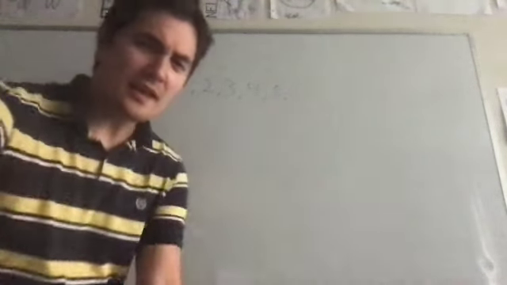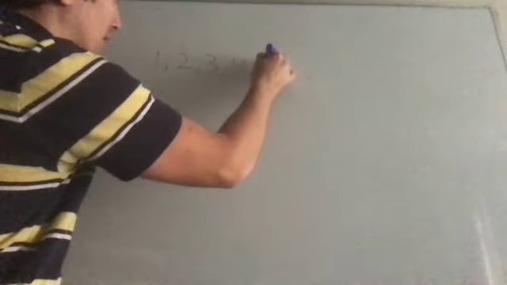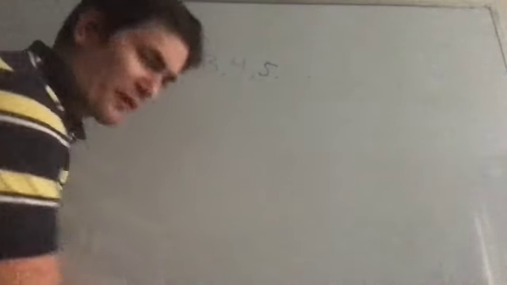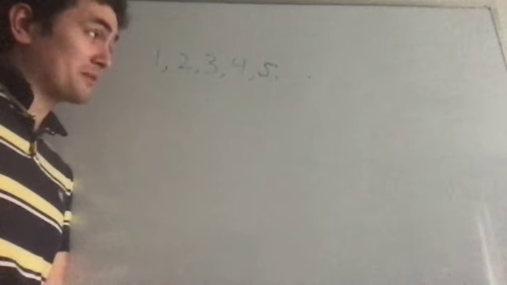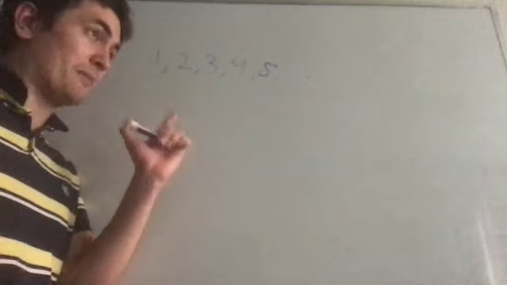1, 2, 3, 4, 5. So all of the positive integers. And usually, I just realized this is probably not the right color marker for this sort of thing. 1, 2, 3, 4, 5, 6, 7, 8, 9, all the way up to infinity. This is an example of a sequence. In fact, this is an arithmetic sequence because it's always increasing by the same amount, the number 1.